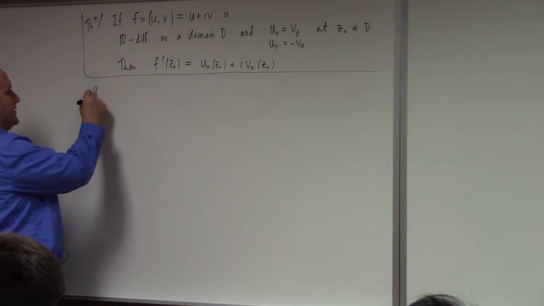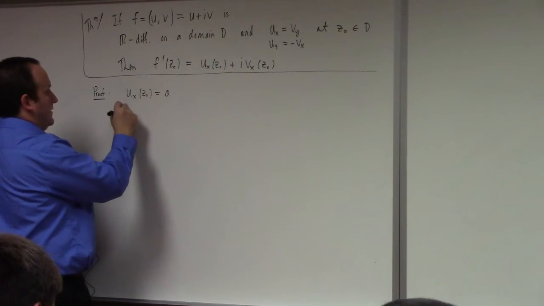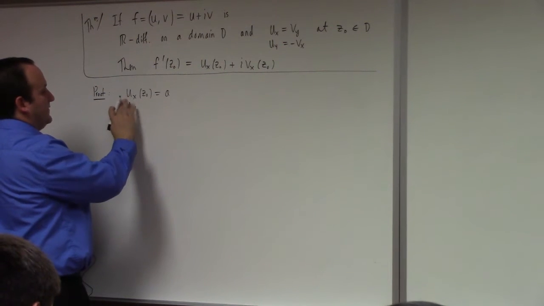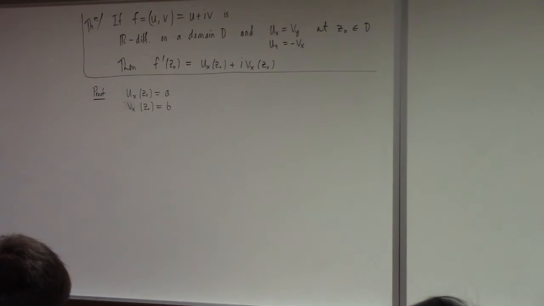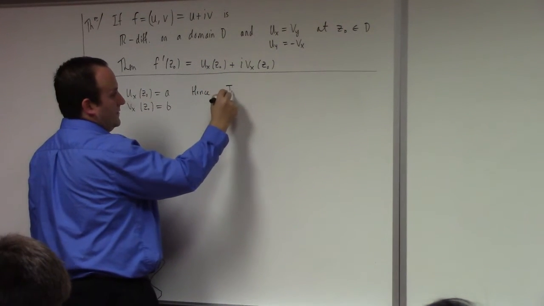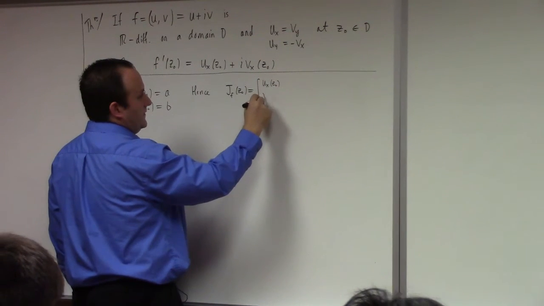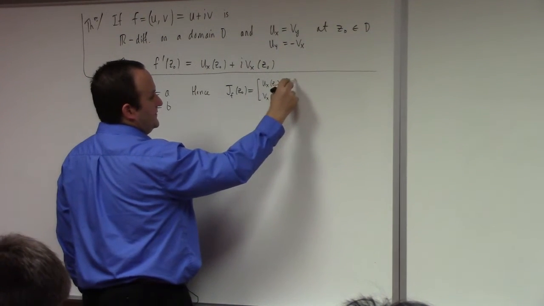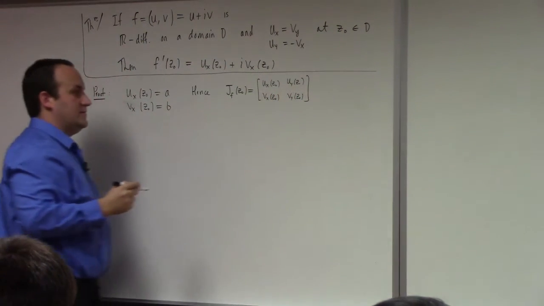Now, notation for the proof, it will be helpful if we say that ux of z naught is equal to a, and vx of z naught is equal to b, all right? So in order to not write quite as much, we'll do that. So what does this say then? Hence, the Jacobian matrix at the point z naught is equal to what? It's equal to ux at z naught, vx at z naught, uy at z naught, vy at z naught. That's just the definition of the Jacobian matrix that you talked about last time.